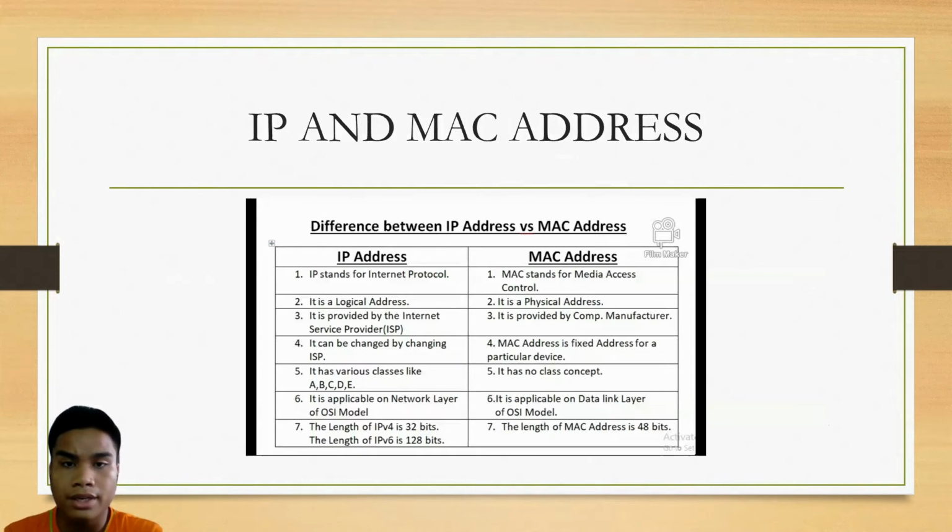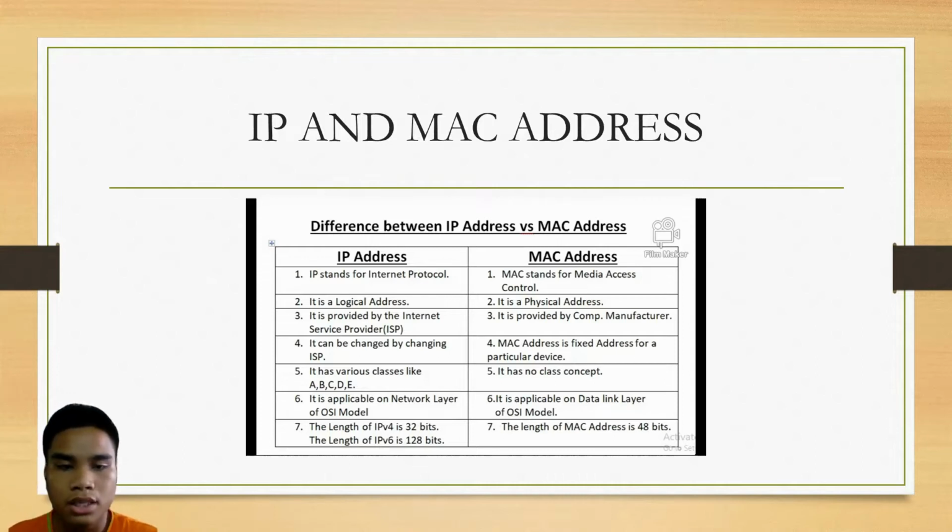IP address and MAC address. The difference between them is that IP stands for Internet Protocol, while MAC stands for Media Access Control. An IP address is a logical address, while a MAC address is a physical address. An IP address is provided by the Internet Service Provider, ISP, while a MAC address is provided by the computer manufacturer. An IP address can be changed by the ISP. A MAC address is a fixed address for a particular device and cannot be changed. An IP address has various classes like A, B, C, D, E, while a MAC address has no class concept.